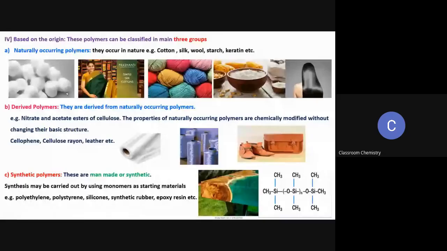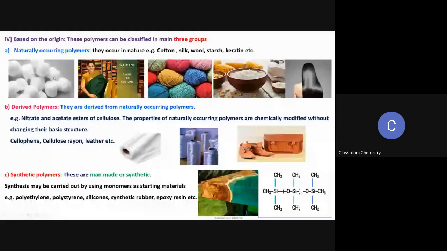So these are naturally occurring polymers, organic polymers, because in their backbone there is carbon. Based on origin, the organic polymers are classified into naturally occurring polymers, whose examples are cotton and keratin, while derived polymers are derived from naturally occurring polymers. From the naturally occurring polymers, we can derive some new polymers. Then it is called derived polymers.